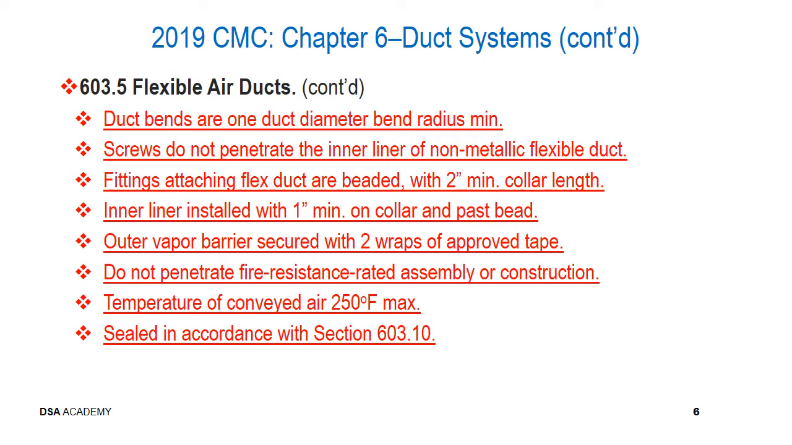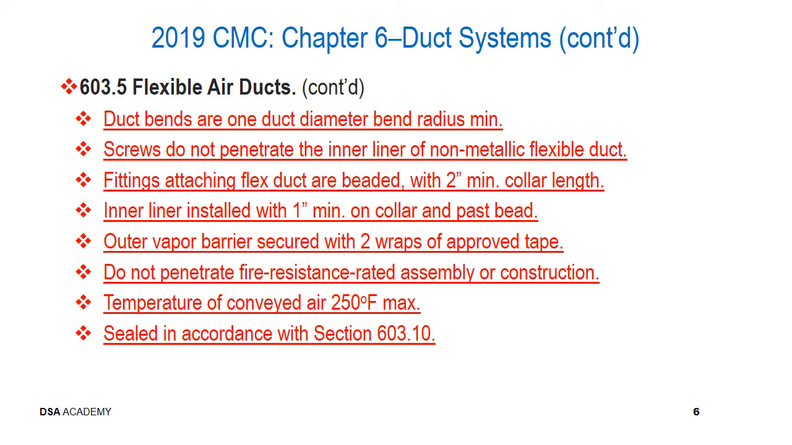It's also very important to make sure that flexible ductwork does not become restrictive. So duct bends are required to be 1 duct diameter minimum bend radius. Screws are not permitted to penetrate the inner liner of non-metallic flexible duct.